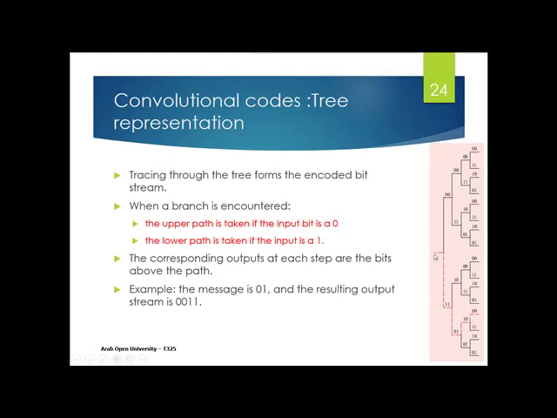The problem with the tree is that it grows exponentially, or to the powers of 2. So with the first bit I have 2 choices, the second I will have 4, then 8, then 16, then 32, so 2 to the power n, where n is the number of input bits.